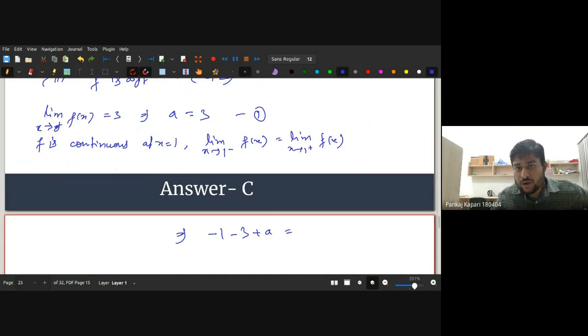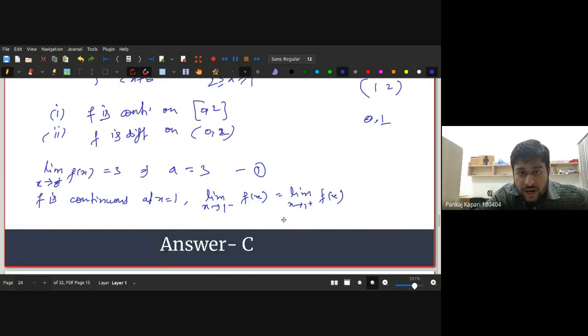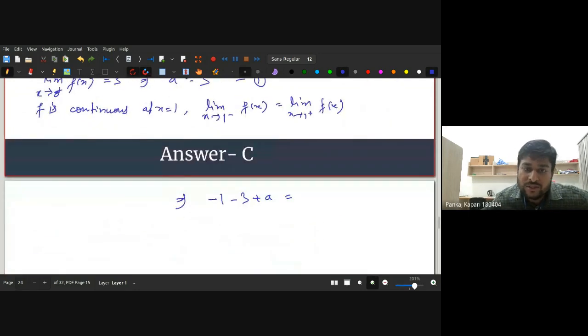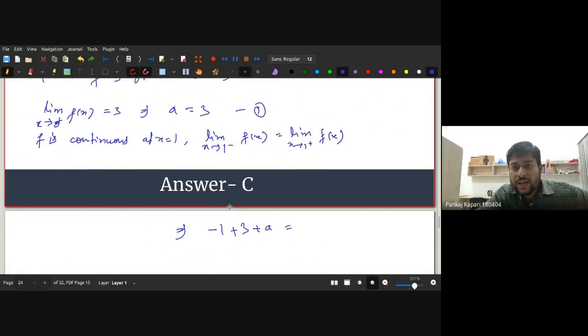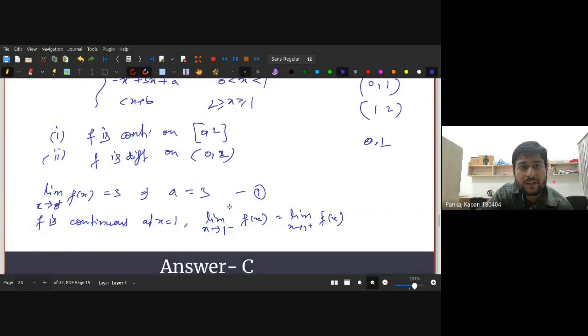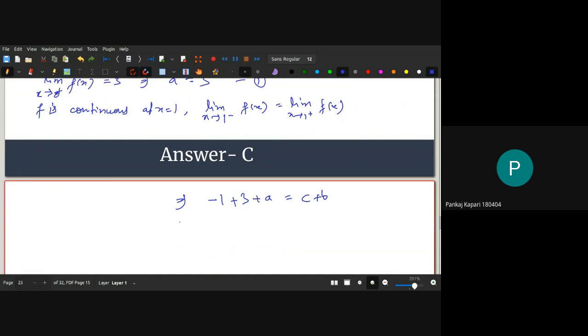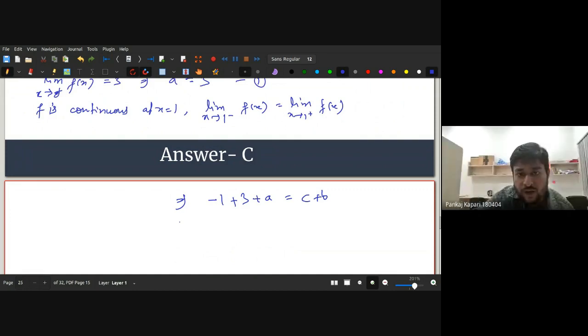So this is equal to the right hand limit. For the right hand limit, you also put x equal to 1. Okay, we are putting x equal to 1, so it is plus 3, not minus 1. So at x equal to 1, what is the right hand side limit? It is c plus b. Okay, so this gives us, so we got the value of a also, right? A was 3.